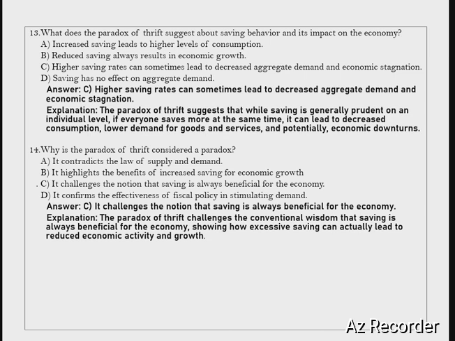Its explanation is the paradox of thrift challenges the conventional wisdom that saving is always beneficial for the economy, showing how excessive saving can actually lead to reduced economic activity and growth.